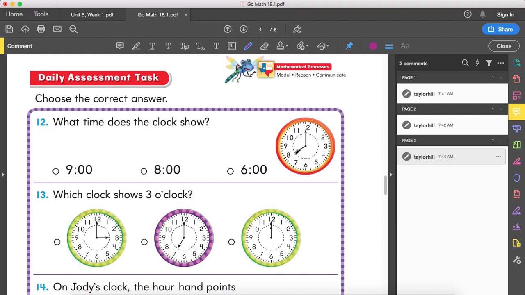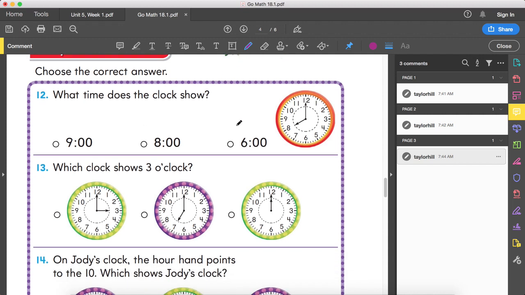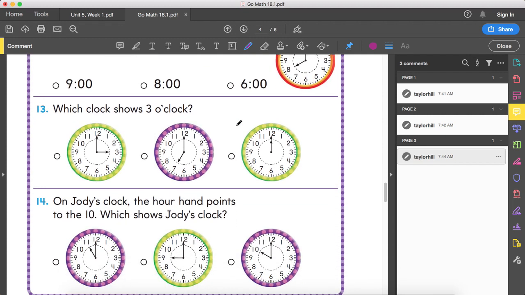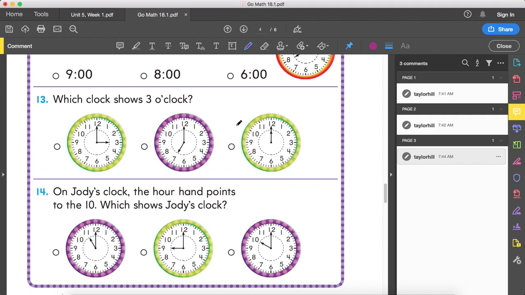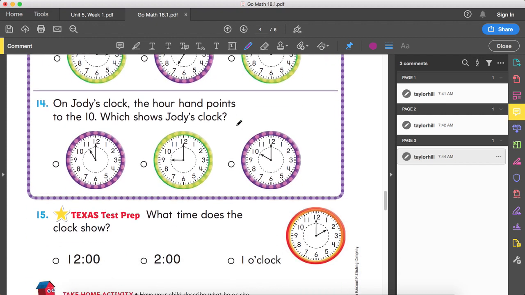So the hour hand is pointing to the 8, the minute hand is pointing to the 12. Which time is it? Number 13. Which clock shows 3 o'clock? So which clock shows the hour hand pointing to the 3? Number 14. On Jody's clock, the hour hand points to the 10. So it has to be the one where the hour hand is pointing to the 10. The short one is the hour hand.